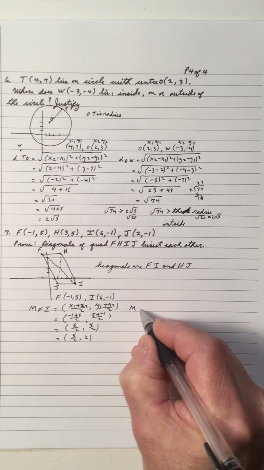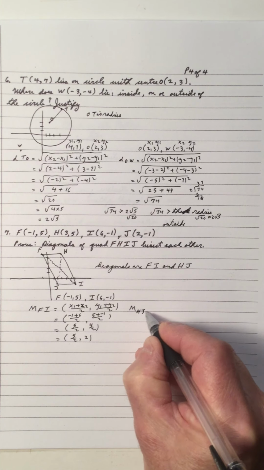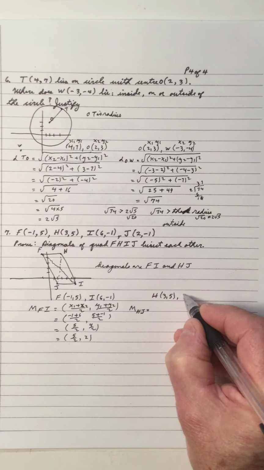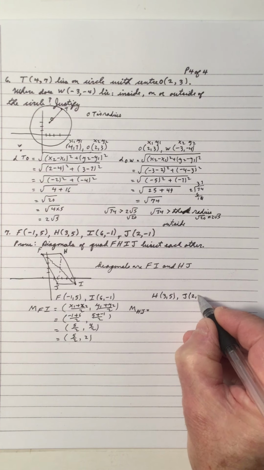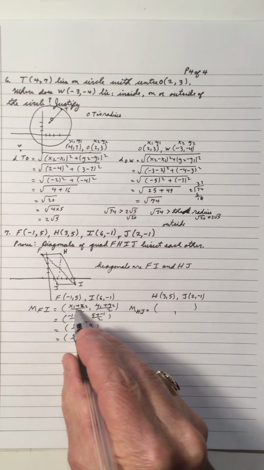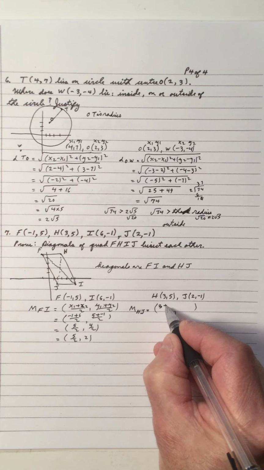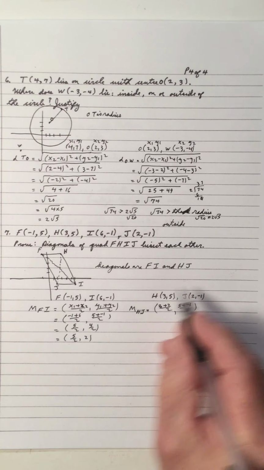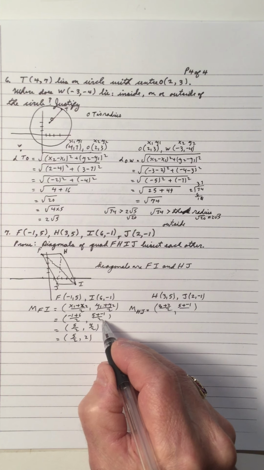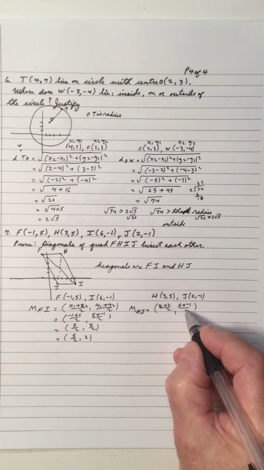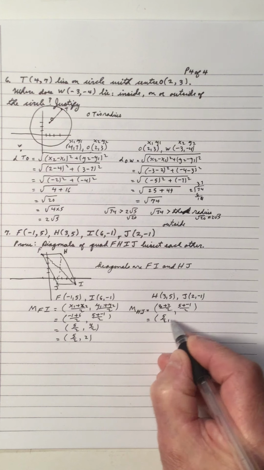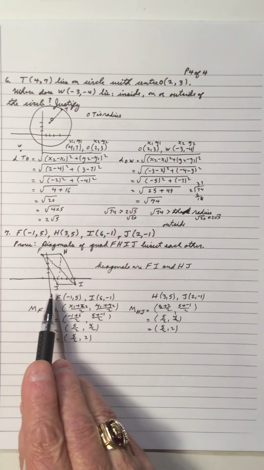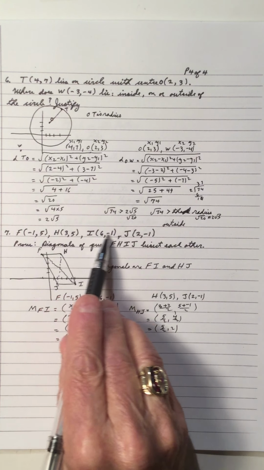Now I'm going to get the midpoint of the other diagonal, which is HJ, and H is 3, 5, and J is 2, negative 1. And again, I have it written down here. I add up the x's, divide by 2. I add up the y's, and divide by 2. Okay, and that gives me 5 over 2, 4 over 2. So that's 5 over 2 and 2. Sometimes you've just got to be careful, you write everything down correctly.